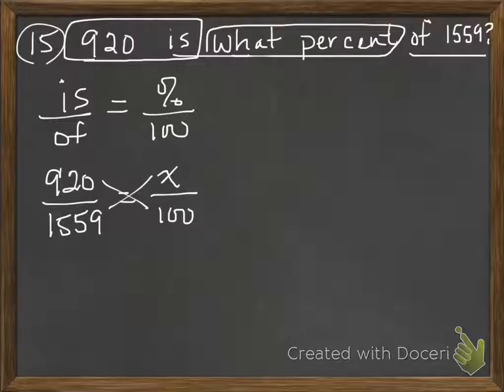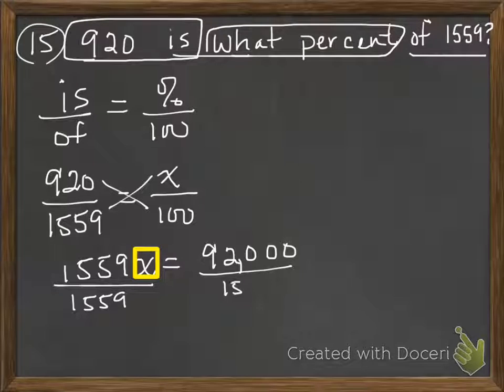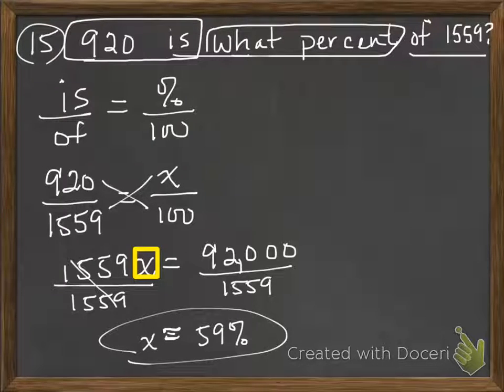We're going to cross multiply. We're going to get 1,559 times x equals 920 times 100. And then if we're solving for x, since it's being multiplied by 1,559, we've got to divide both sides by 1,559. And that should give us, I have rounded here, and that's why I have the little squiggly lines. I've rounded to the nearest whole number percent, and that's 59%.